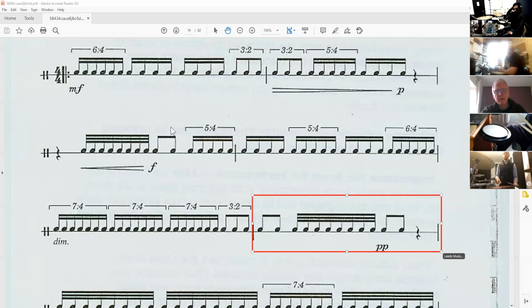Jigga digga digga digga tap tap tap tap digga digga digga digga tap tap. 1 and 2 and a 3 and a 3 and 4. 1 and 2 and a 3 and a 3 and 4. Right, nice and easy.